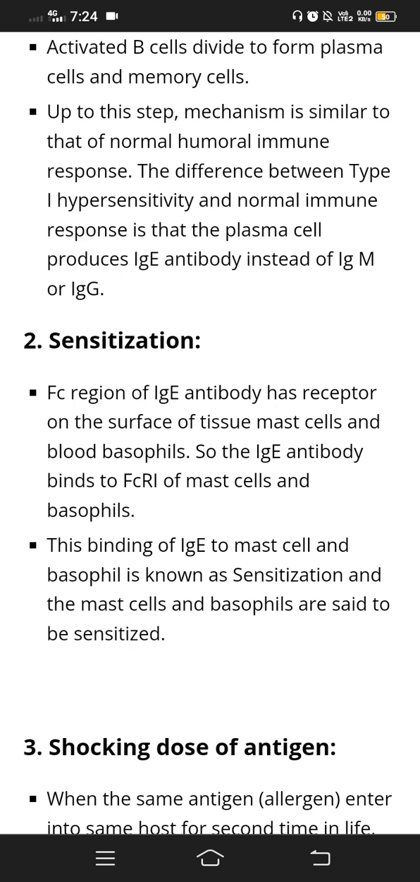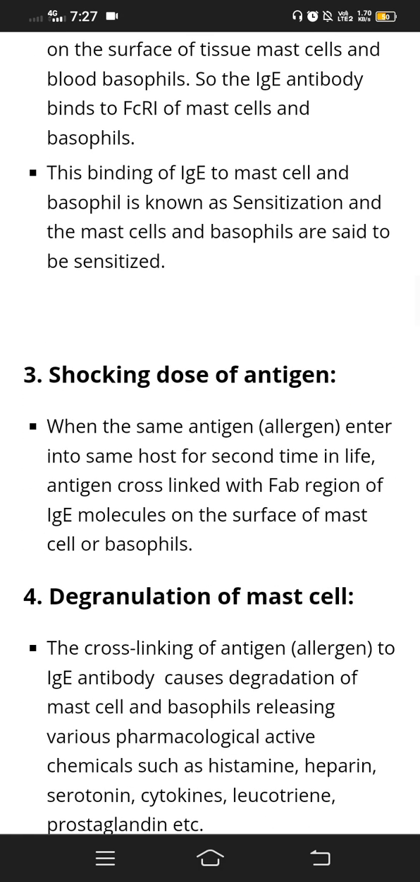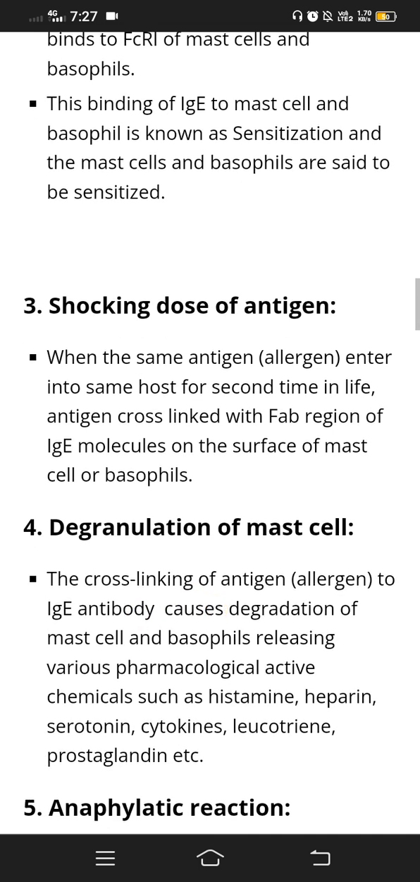This binding of IgE to mast cells and basophils is known as sensitization, and the mast cells and basophils are said to be sensitized. Then the shocking dose of antigen: when the same antigen enters the same host for the second time in life, the antigen cross-links with the Fab region of IgE molecules on the surface of the mast cell or basophil. Degranulation of mast cell.